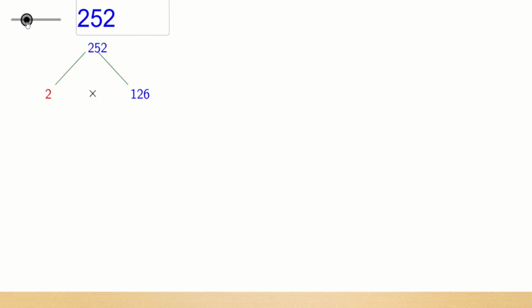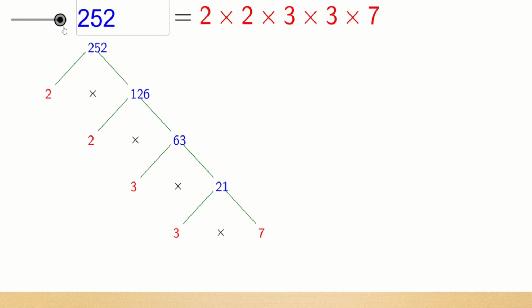Now 252 is an even number, so it will be divisible by 2. As I divided, I got 126. Again an even number, to be divided by 2, got 63. Now 63 is an odd number and certainly divisible by 3, so I use 3 into 21. 21 divided by 3 is 7, so I express my result in the form of all prime numbers.